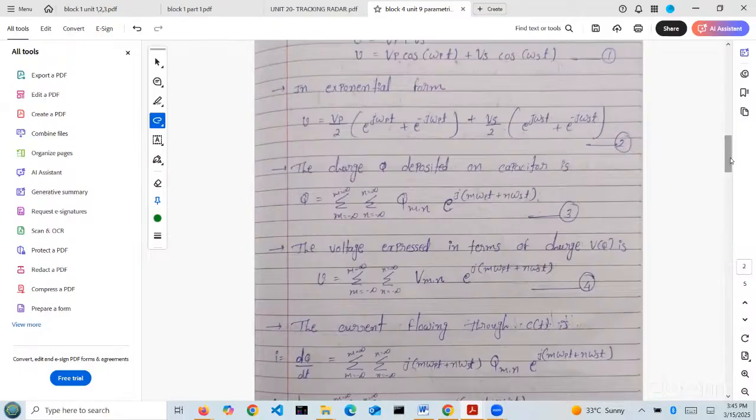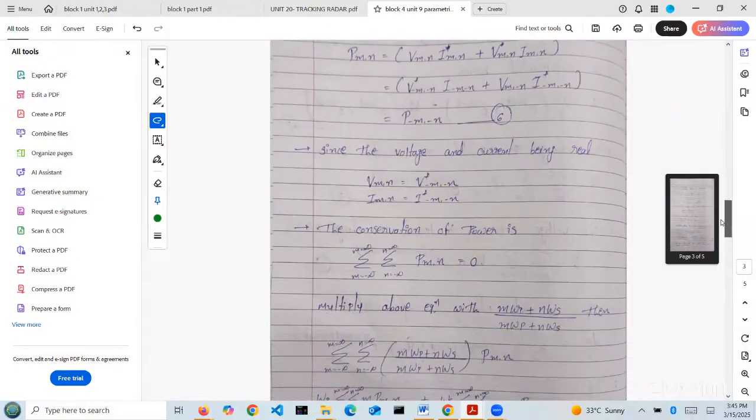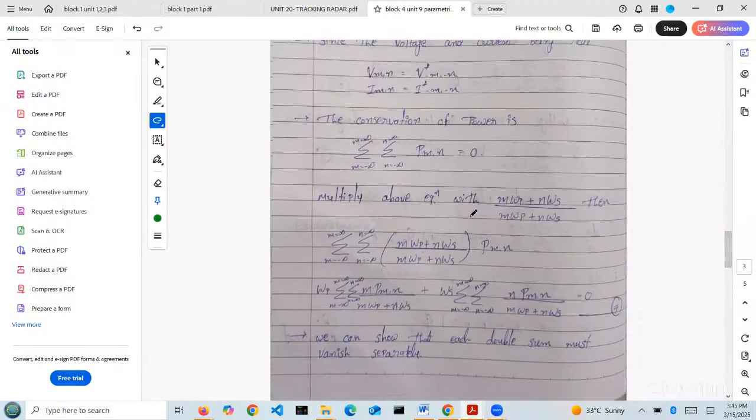After differentiation, the conservation of power final equation is written. After writing the conservation of power equation, multiply numerator and denominator by m of omega p plus n of omega s, or take individual terms and equate them to 0.